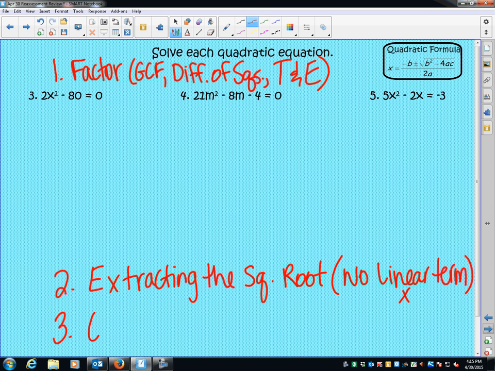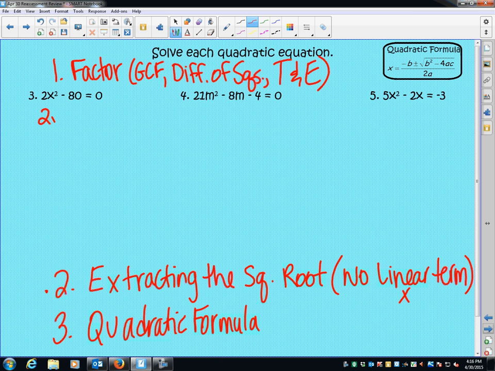All right, and then the third way that we've learned is by the quadratic formula. The quadratic formula will work every time. So if you are too confused about factoring or extracting, you really can use the quadratic formula. Now, factoring and extracting do not work every time, so you kind of have to choose wisely there. Okay, so I see on number 3, it does not have a linear term, so I'm going to go straight to this method of extracting the square root.